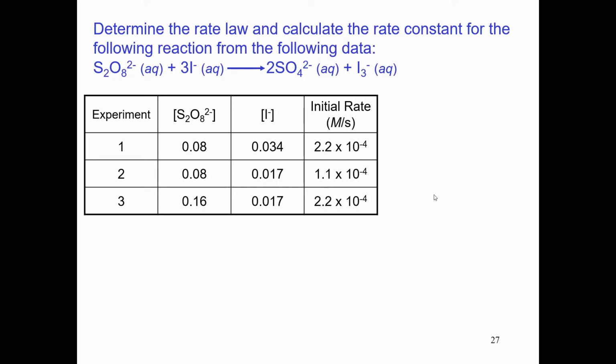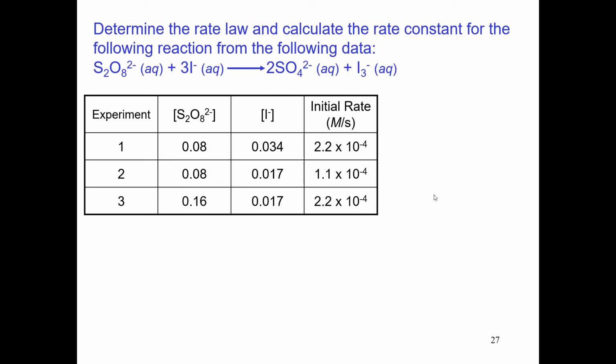Anyway, the task here is to determine the rate law and calculate the value of the rate constant for the following reaction from this data. Again, they don't give us the temperature. Let us assume that it is being done at 25 degrees Celsius, which is what we normally call room temperature.